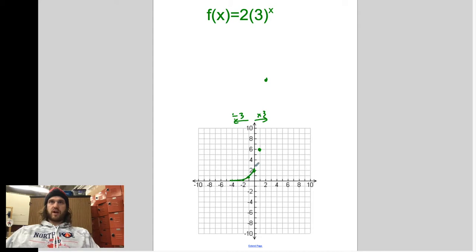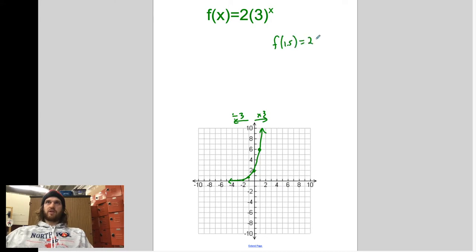So when you guys are graphing your graphs, try and have around 5 points graphed if you can: your y-intercept, and then also try and do 2 points on either side. Notice I can't get my second point here. So what I could do is I could come through and say, well, what about between 1 and 2? What's f of 1.5? You can plug in values that are decimals. That's just fine. 2 times 3 to the 1.5 power.